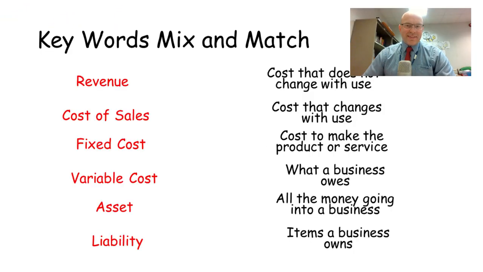So then let's look at the answers. A cost that does not change with use would be a fixed cost. A cost that does change with use would be a variable cost. The cost to make a product or service would be your cost of sales. What a business owes would be your liabilities. All the money that goes into a business would be your revenue. And items that a business owns would be your assets. Hopefully you got all of those correct.